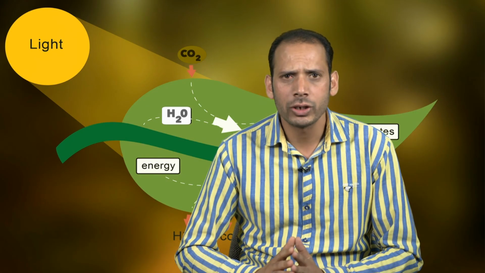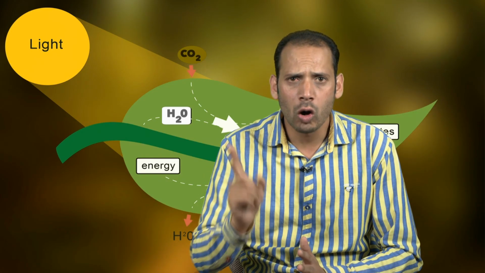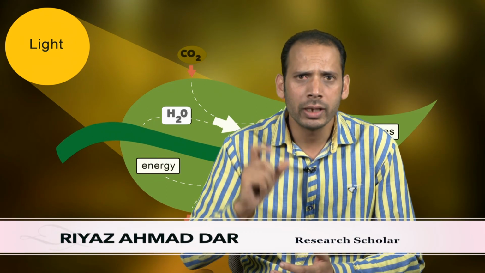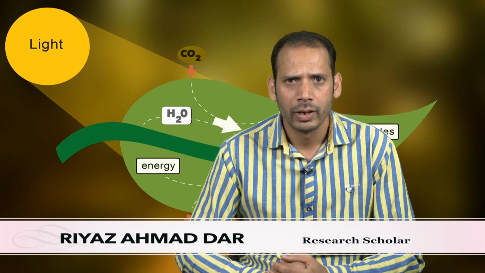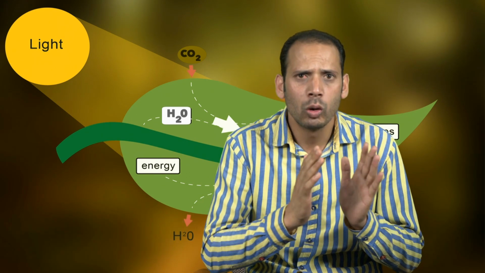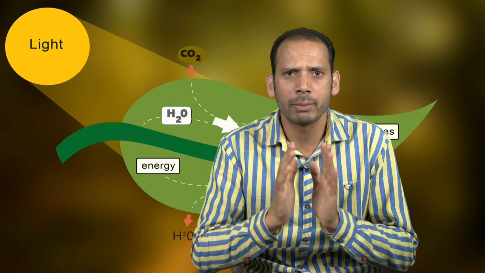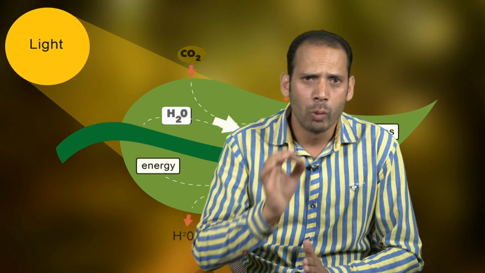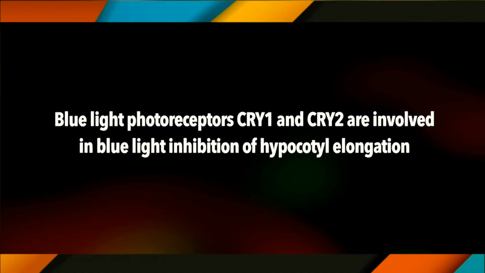These results demonstrate that phytochrome is not involved in the high irradiance responses to either UVA or blue light, and that a separate blue/UVA photoreceptor is responsible for responses to these wavelengths. More recent studies indicate that the blue light photoreceptors, that is cryptochrome 1 and cryptochrome 2, are involved in blue light inhibition of hypocotyl elongation.